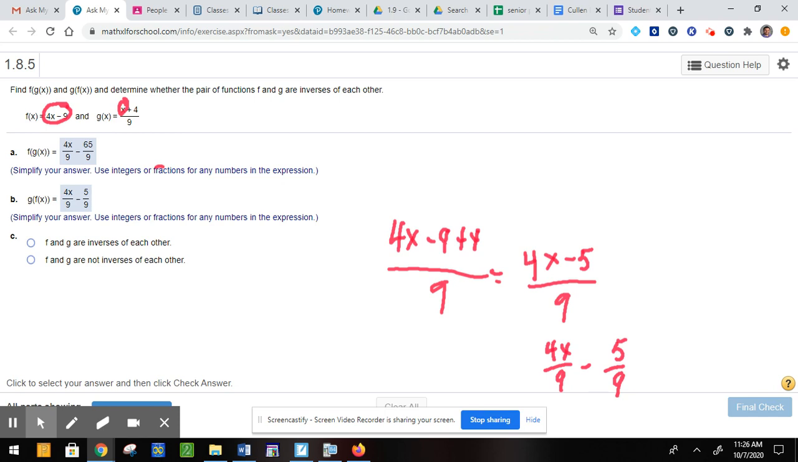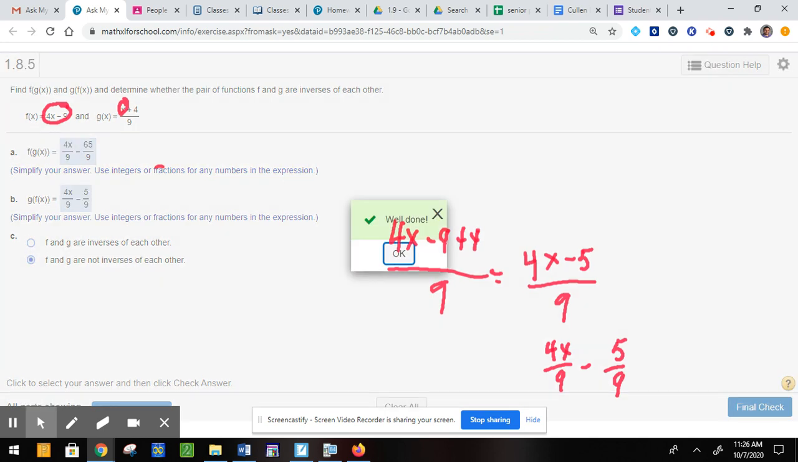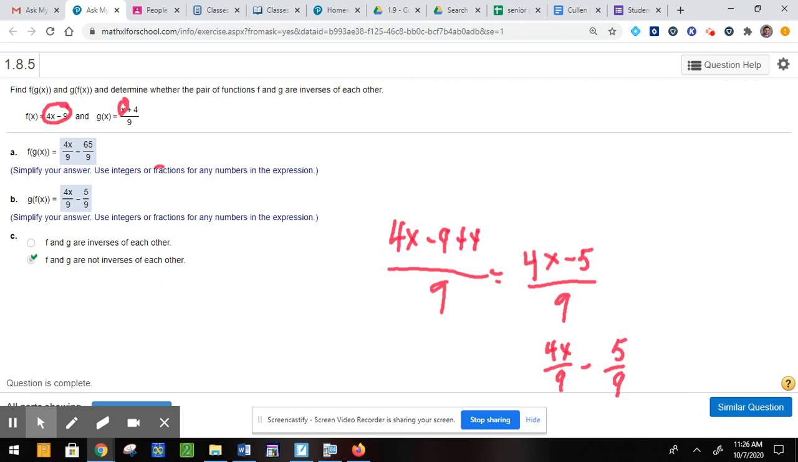All right, now the last question is just, are they inverses of each other? The only way they would be is if your answer to both was x, right? Since they're not, then they're not. So they're not inverses. Okay. Let me know if you have other questions.